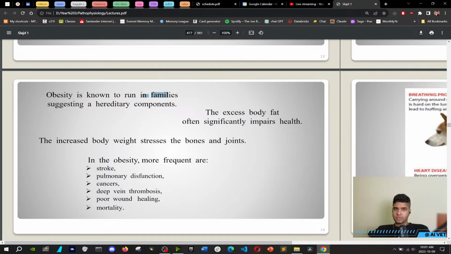Obesity is known to run in families, suggesting hereditary factors. Okay, the excess body fat often significantly impairs health. They stress the bones and joints. Stroke, cancer, pulmonary dysfunction, deep vein thrombosis, poor wound healing, and mortality.